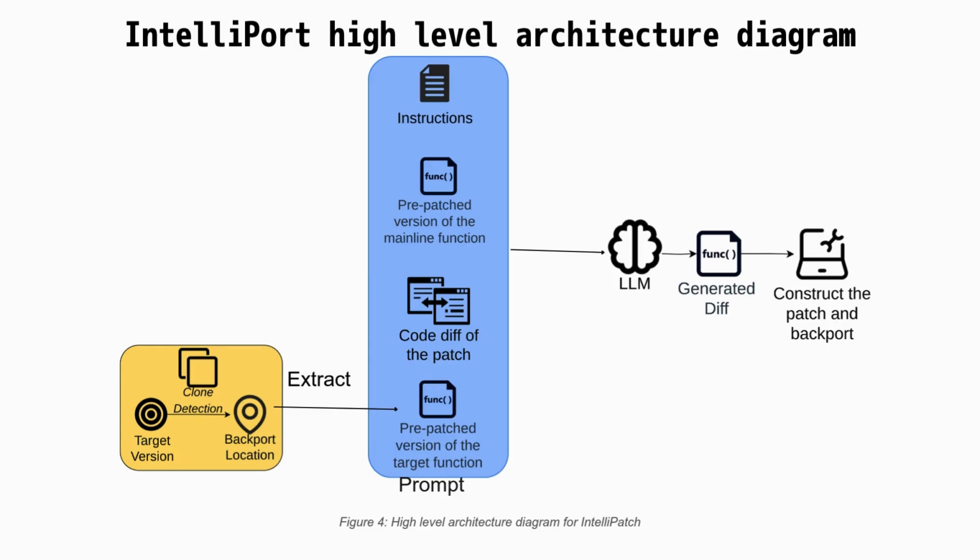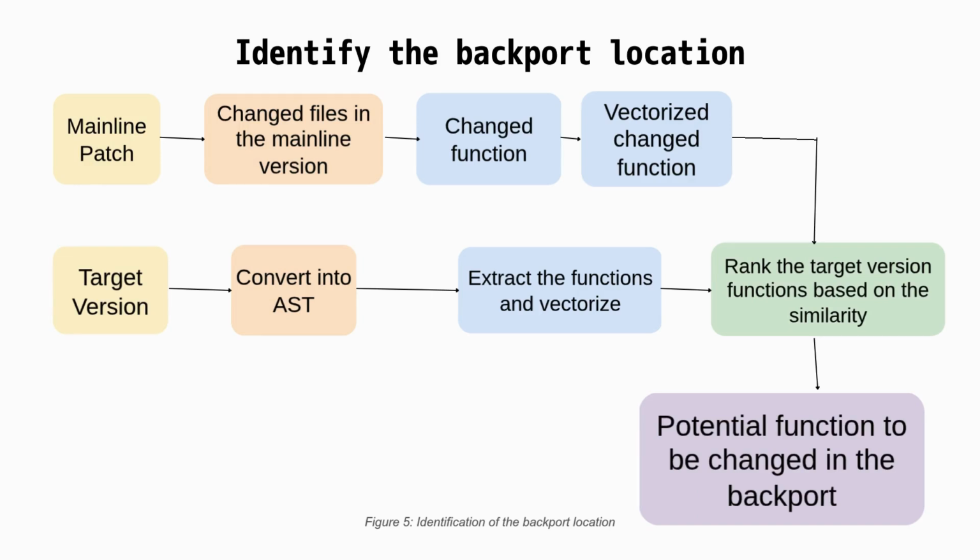Here, you can see the high-level architecture of IntelliPort. We start with the pre-patched mainline function and the code difference from the security patch. We then use clone detection on the target version to find the corresponding function that needs to be fixed. These three components, the mainline function, the patch diff, and the target function, are combined with natural language instructions to create a detailed prompt for an LLM. The LLM processes this prompt and generates a new diff, which is then applied to the target function to create the final backported patch.